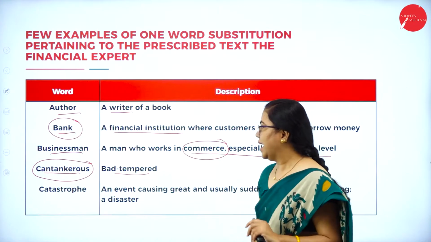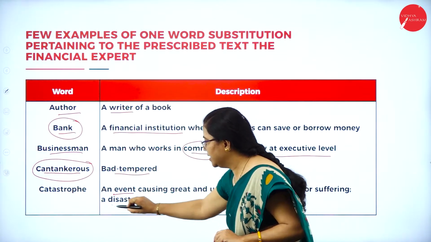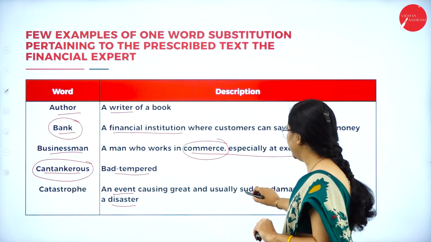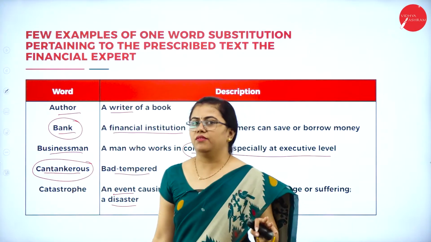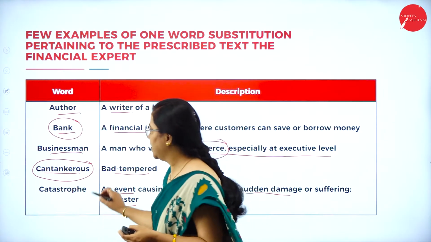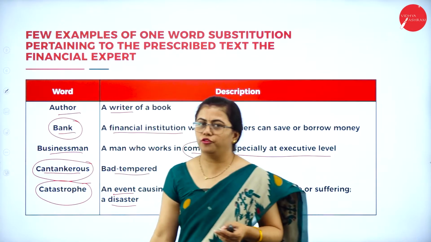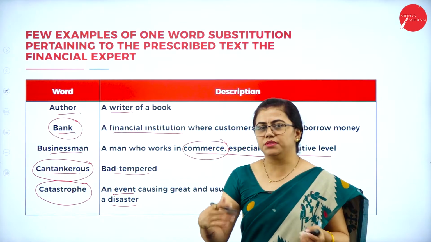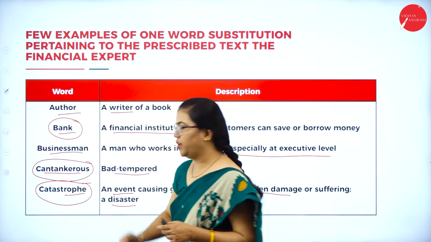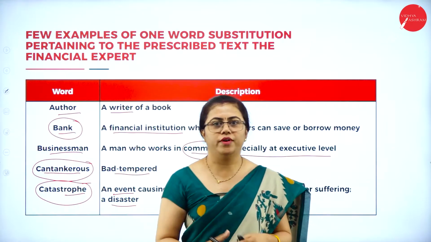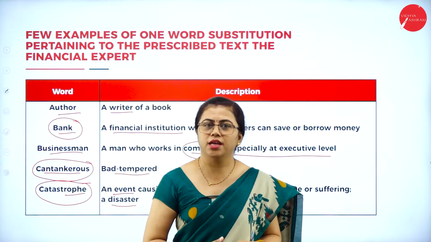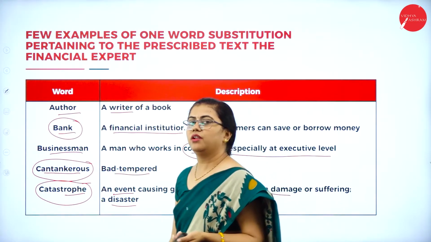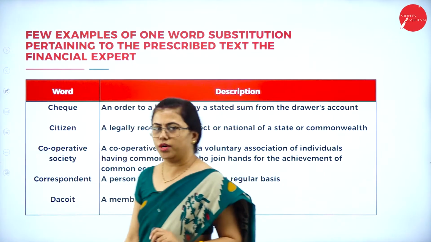Then an event causing, so event and disaster, these two things should be in your mind. An event causing great and unusually sudden damage is called a catastrophe. It is catastrophe, pronounced like apostrophe, same spelling. COVID-19 was a natural catastrophe, you can say. This way you can frame simple sentences for these words.